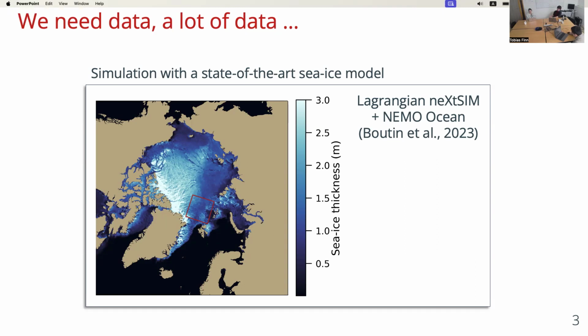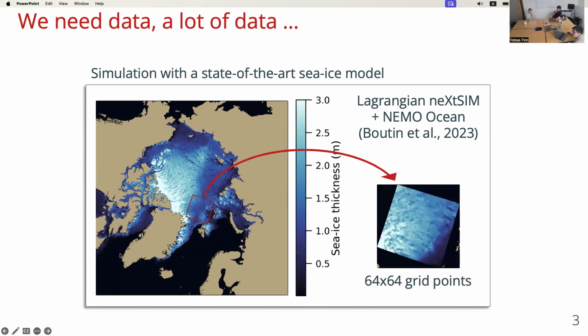And instead of trying to model the whole Arctic, I just try to model a small region, which is depicted here by this red rectangle. I then extract this region, and it has 64 times 64 grid points. I don't impose any literal boundary conditions for this region.